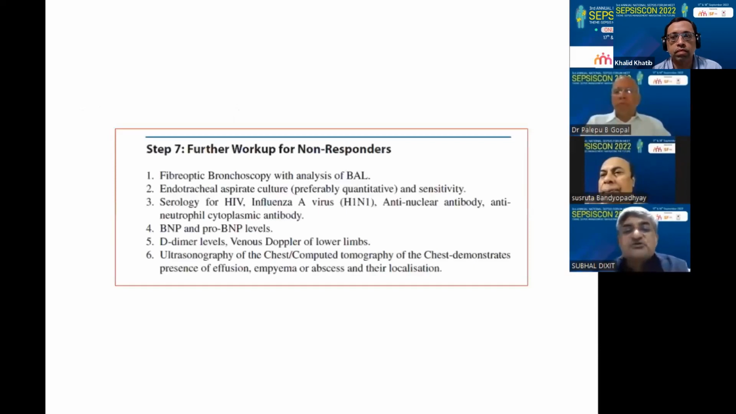Yes, thank you, Shushruth. You have exactly covered that, of course, further non-responders should be analyzed with bronchoscopy, or of course by doing further culture sensitivity with rapid molecular diagnostic techniques. Look for other kinds of diseases or collagen vascular diseases. Look for any heart failure by doing echo, or embolism by doing D-dimer or venous Dopplers, and of course further evaluation with sonography and chest.